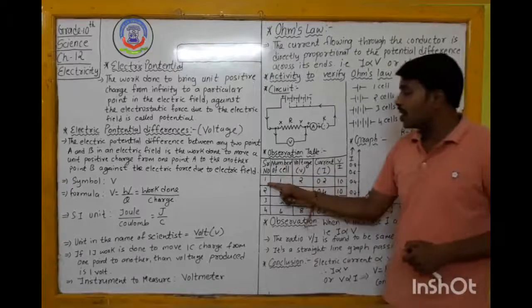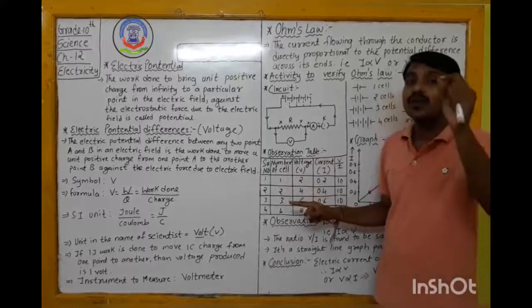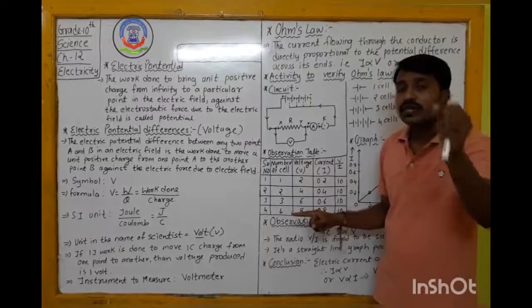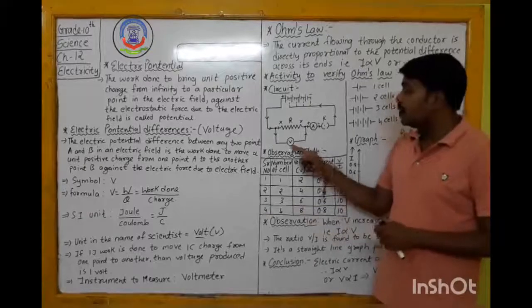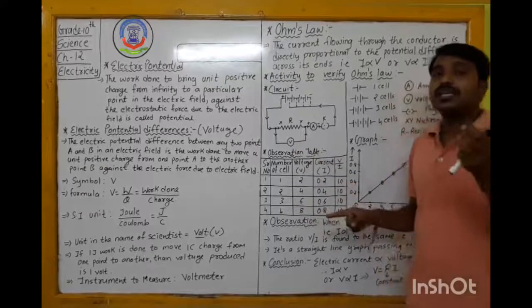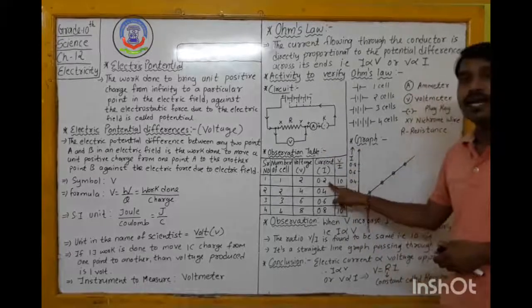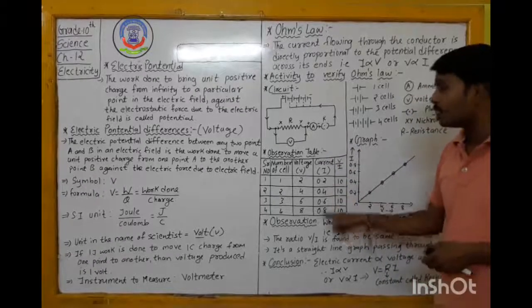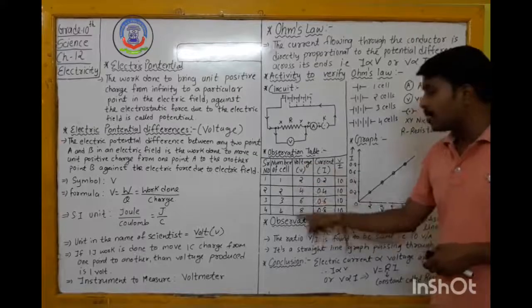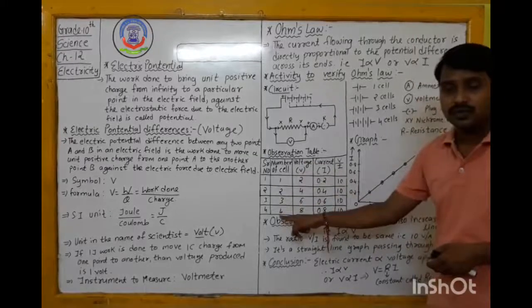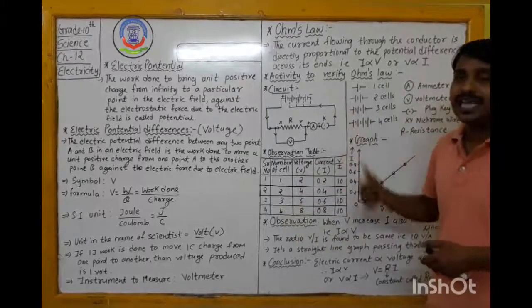That means first I have taken one cell. For that one cell, whatever the voltage is, it will be given by this voltmeter. Whatever the current is flowing, that will be given by this ammeter. So I will write the value of that current in this column, the value of voltage in this column, and here we have the number of cells which we are using during the course of this activity.